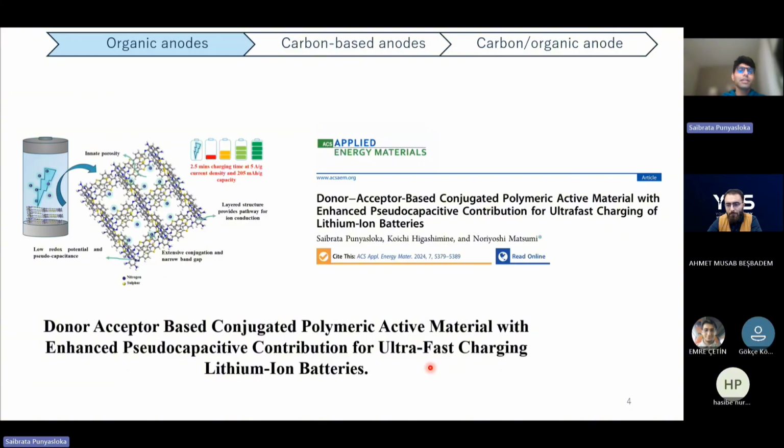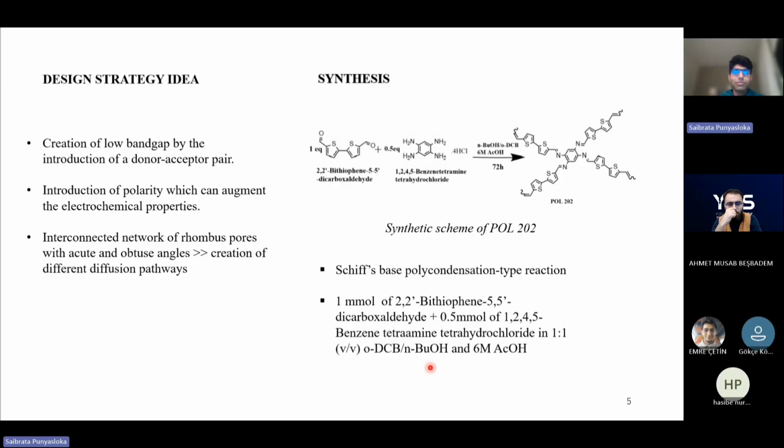And at the same time, in the pseudocapacitive, even between the layers, there is some amount of charge that is getting stored. So it follows both processes. Not completely capacitive, not completely intercalation. So it's called pseudocapacitive. Now, the design strategy idea.